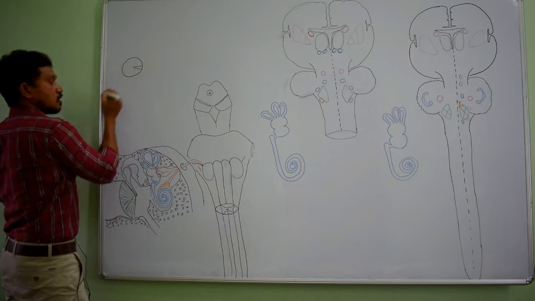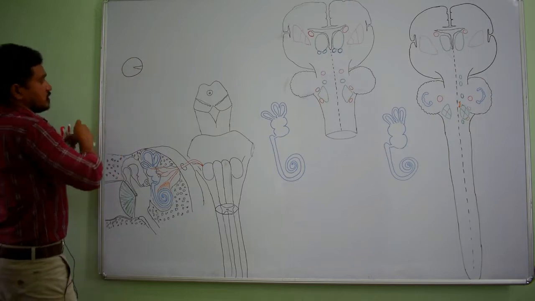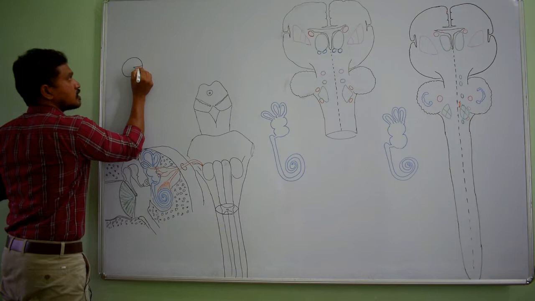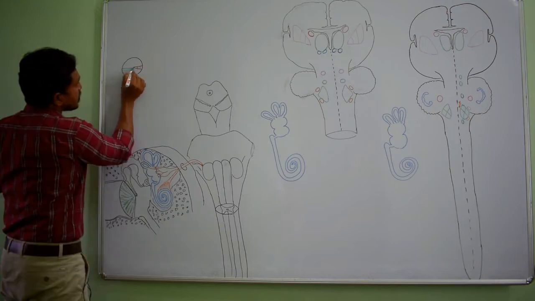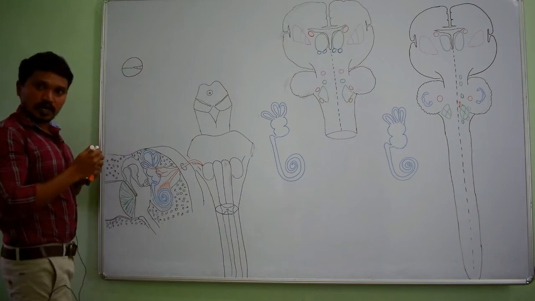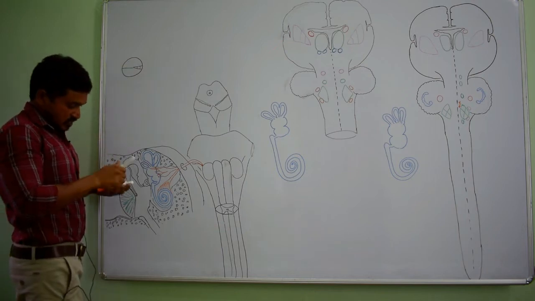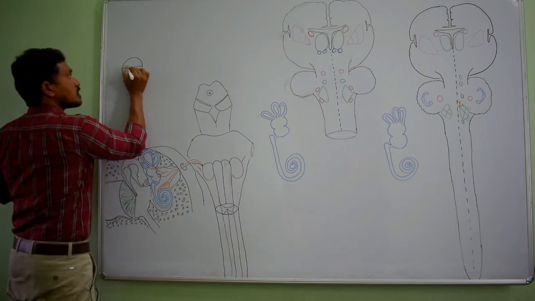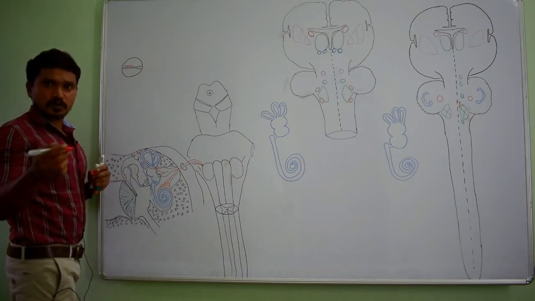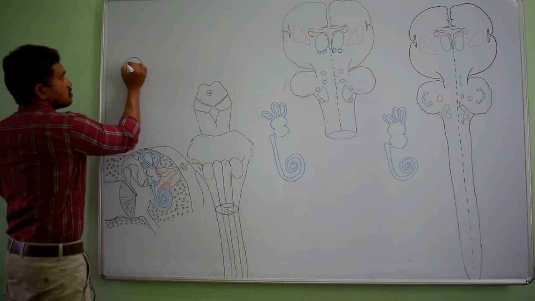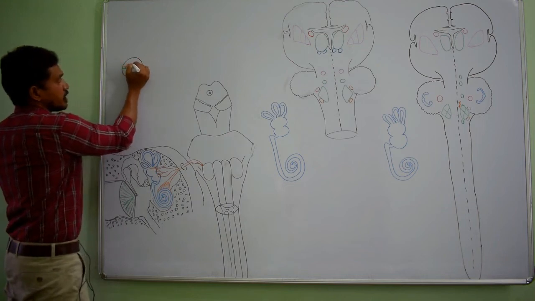Within that spiral lamina, one ganglion is present. Let me draw that ganglion. So here is a ganglion, and here is the basilar lamina. Over the basilar lamina you can find the hair cells. Here you can find the hair cells. Of course, along with hair cells there will be supporting cells also. I am not going into detail, I am just giving a very brief idea.